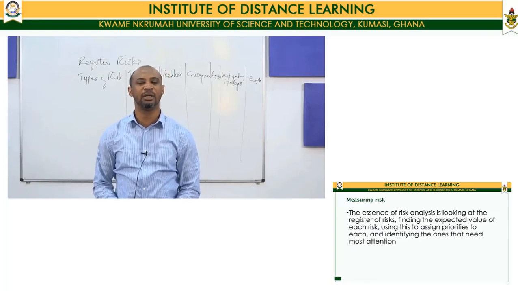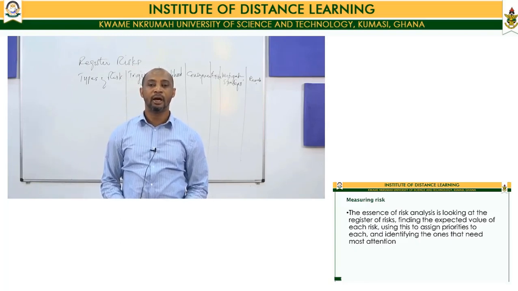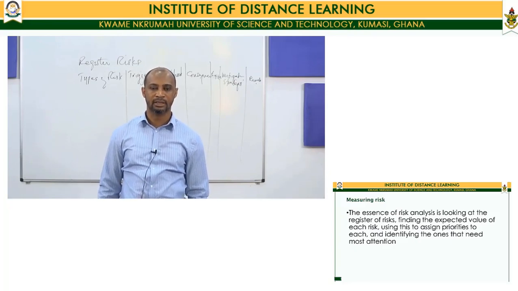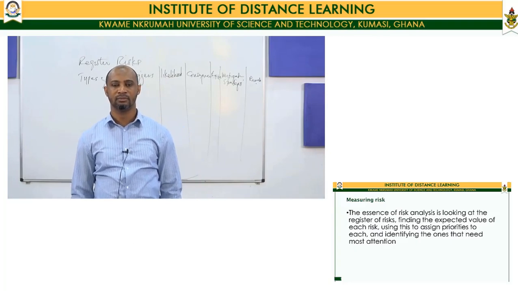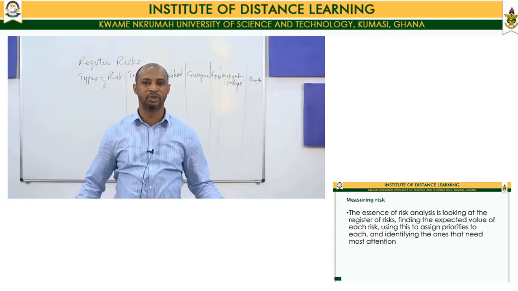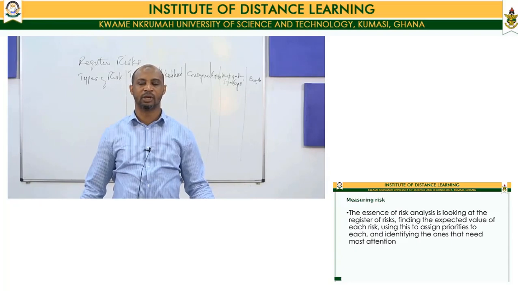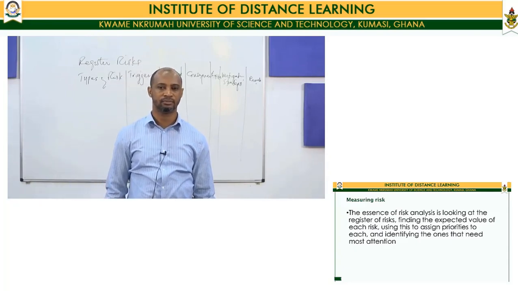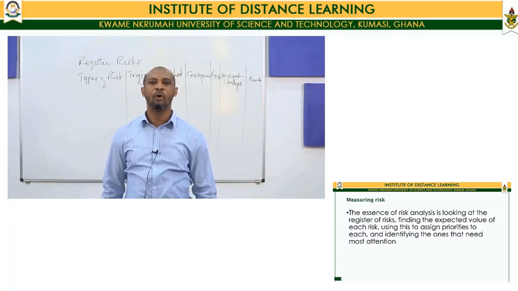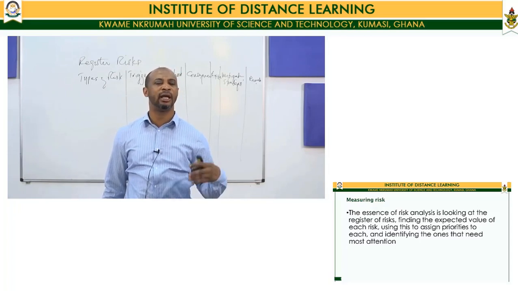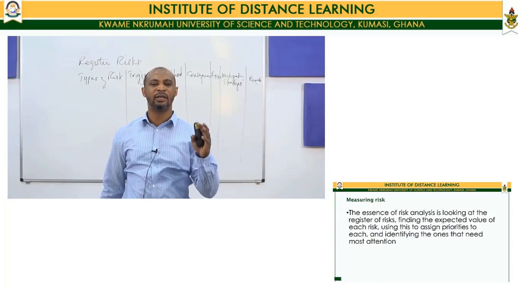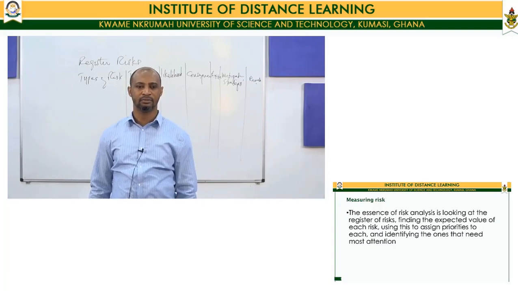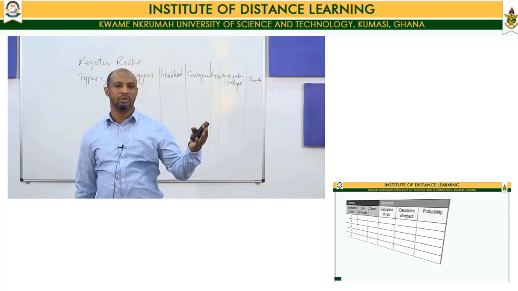It is extremely important. Otherwise, you are going to be caught pants down, as it is normally said. No preparation. The risk event has occurred. You are running helter-skelter to look for a solution. And the whole aim of all this measuring and analysis of risk is to identify the ones that need the most attention. Very key.